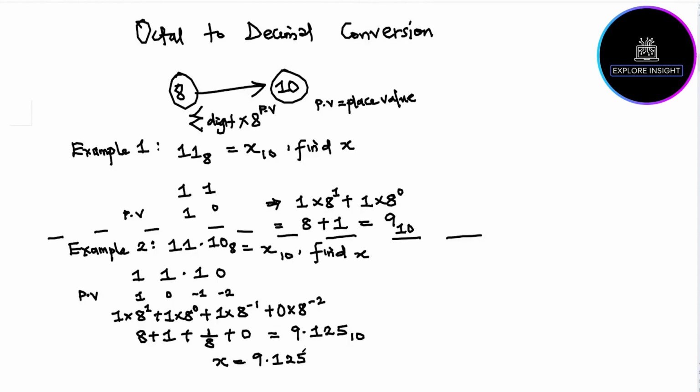What about if we are given a value that consists of more zeros? What do you do in that situation? It means at that point we have to discard the 0 values. What do I mean? Let's consider example 3. Let's say we have 1, 0, 0, 0, dot 2, 1, base 8. So we want to find the value of x.